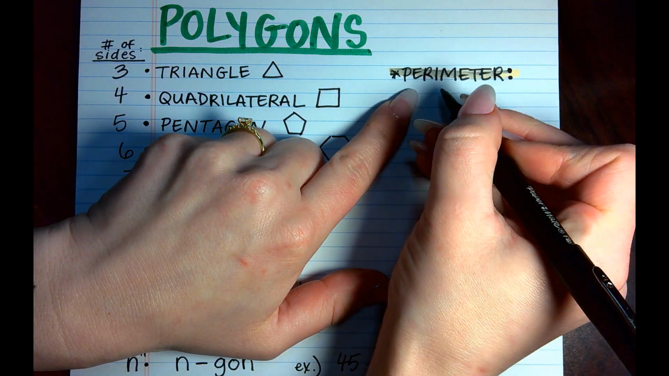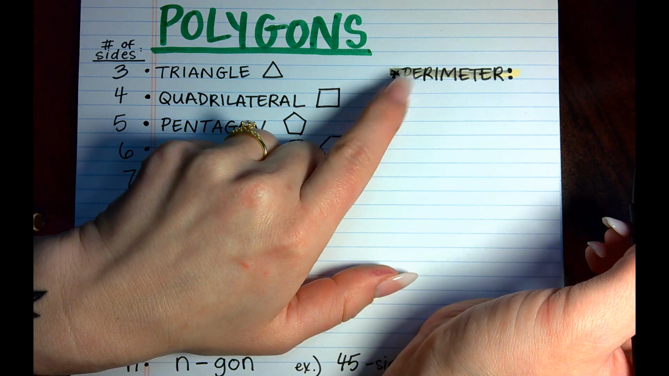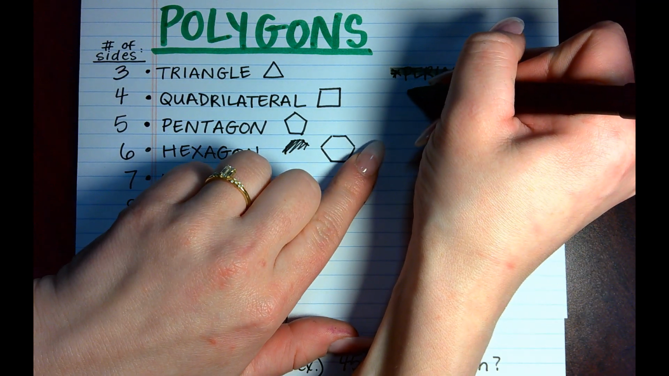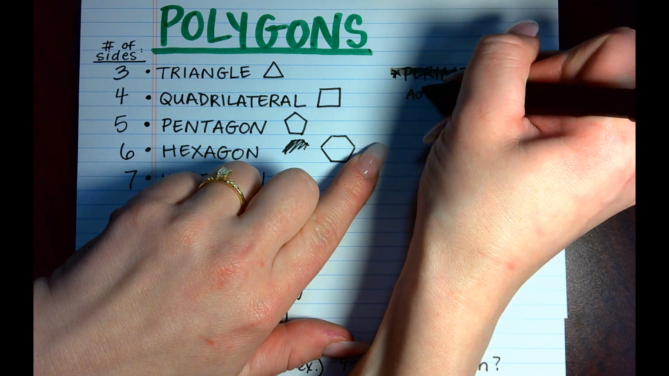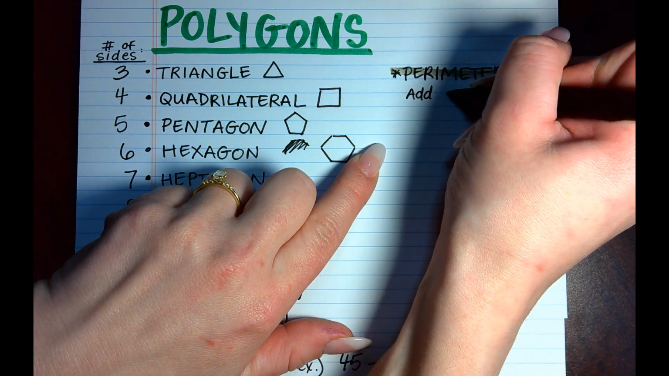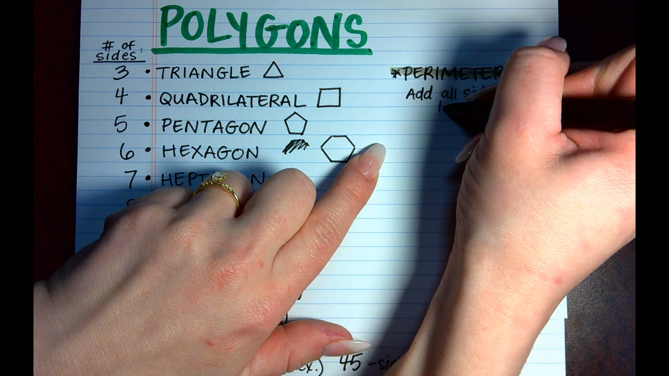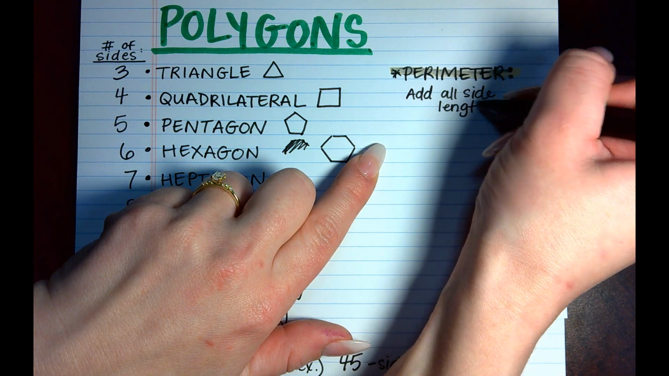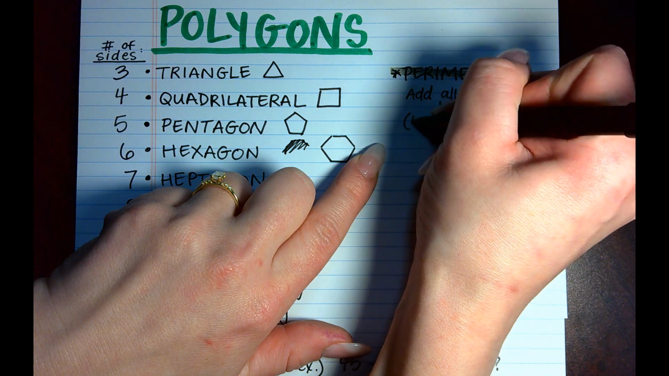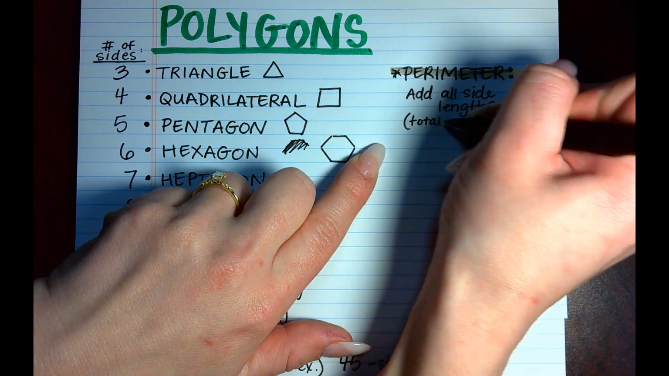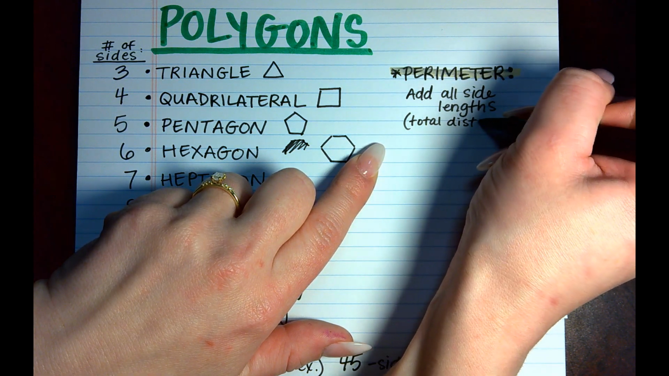So basically, to find perimeter, it is add all side lengths. It's the total distance.